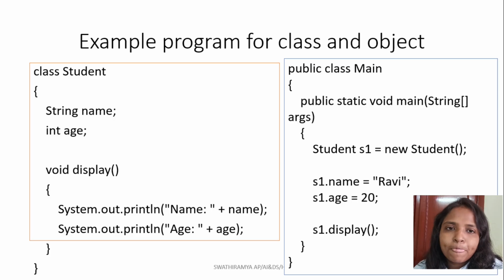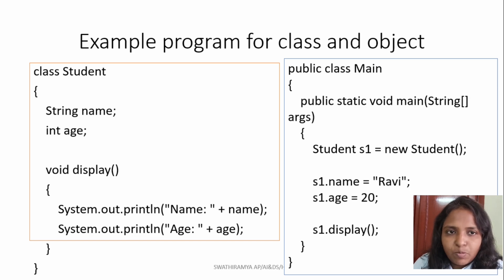Okay, so the object S1 dot name is equal to, now I am declaring the values for the variables. S1 dot name is equal to double quote Ravi, this will be the string, so I have given it in double quotes. S1 dot age is equal to 20.